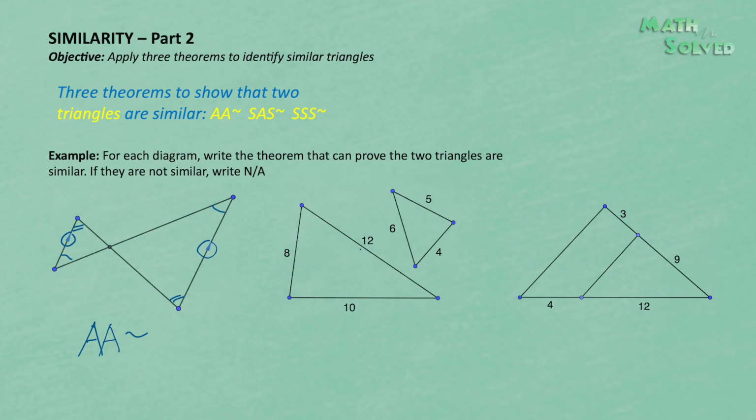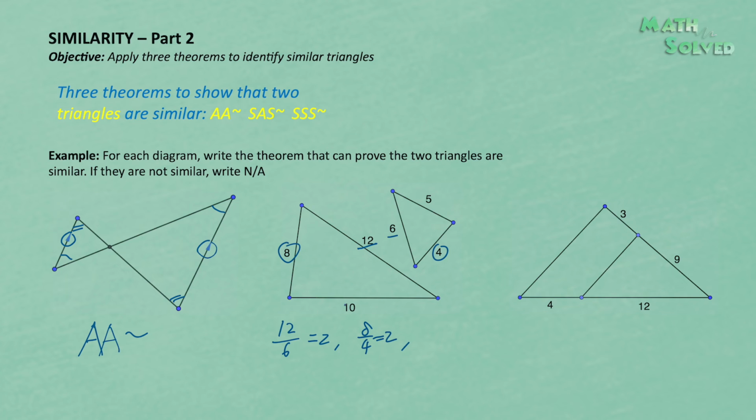As we can see here, the 12 is the longest side in the big triangle, and the 6 is the longest side in the small triangle. So you calculate the ratio of these two sides. 12 over 6 is equal to 2. And the 8 is the shortest side, 4 is the shortest side. So 8 over 4 is equal to 2.